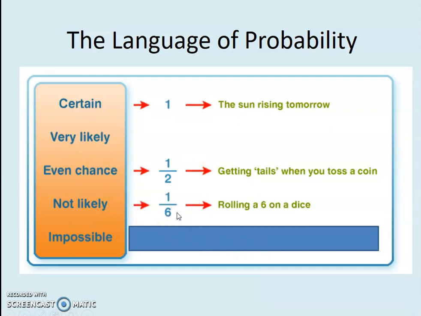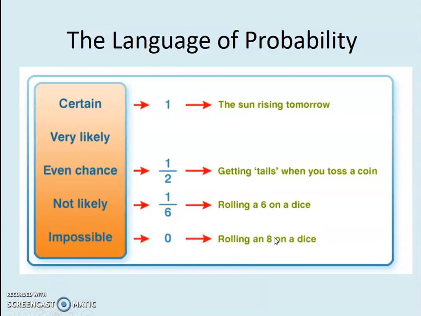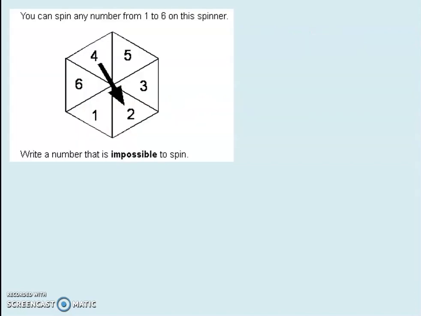Not likely. Rolling a 6 on a dice. Which numbers are there on the dice? 1, 2, 3, 4, 5, 6. So getting a 6 has less probability. 1 by 6 is the probability there. So rolling a 6 on a dice is not likely. Impossible. 0 is the probability there. For example, rolling an 8 on a dice. Will it happen? No. So, rolling an 8 on a dice has the probability 0, which is impossible.